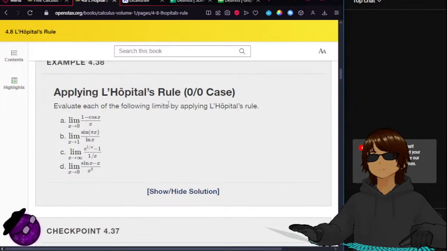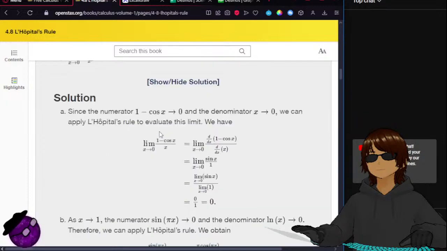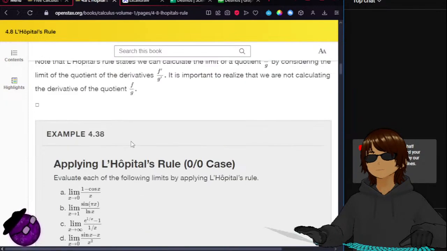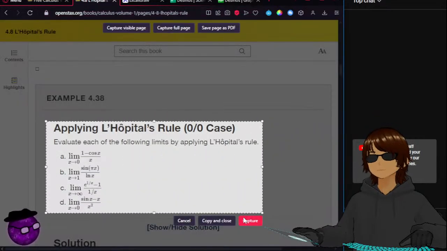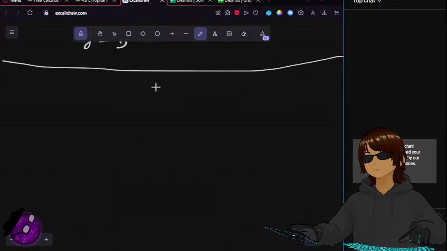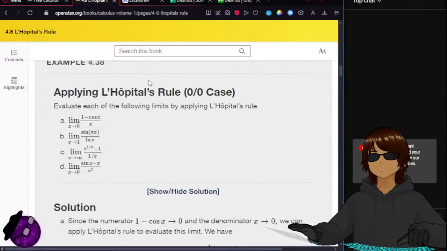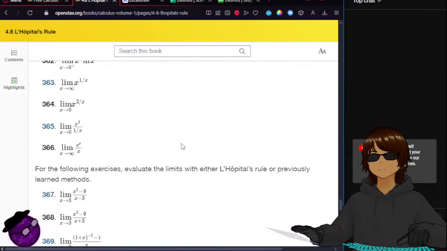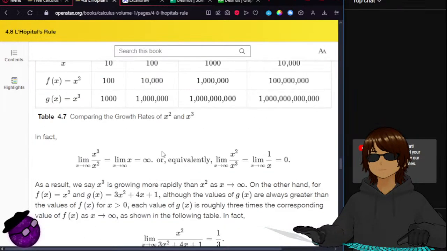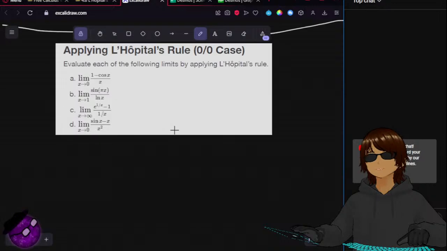Applying L'Hopital's rule. I think there's a lot about this infinity, negative infinity. Okay, I'll read some more and then I'll end the stream.